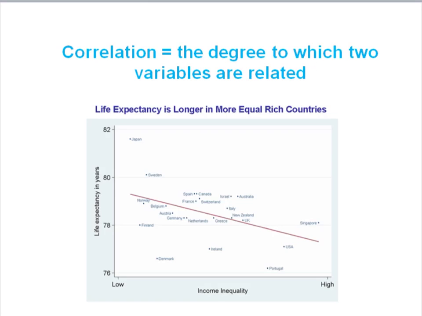So in this graph, we've got two variables. On the horizontal axis, we've got levels of income inequality, so that's the gap between the rich and the poor. And on the vertical axis, the other variable, the other factor, is life expectancy. What we can see in this particular graph is there's a very close correlation between levels of income inequality and life expectancy. The countries that have the lowest levels of income inequality tend to have a higher life expectancy for their population than those countries that have high levels of income inequality.